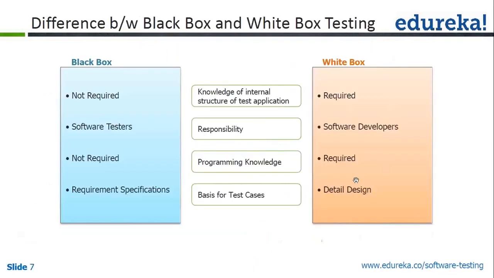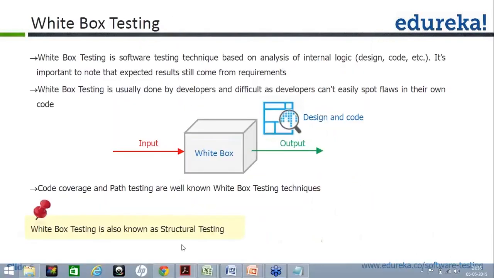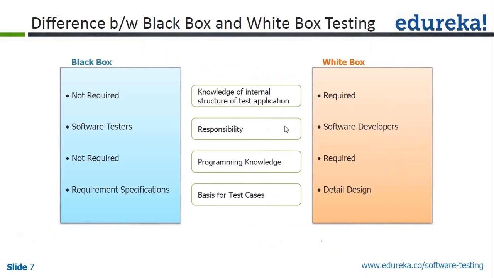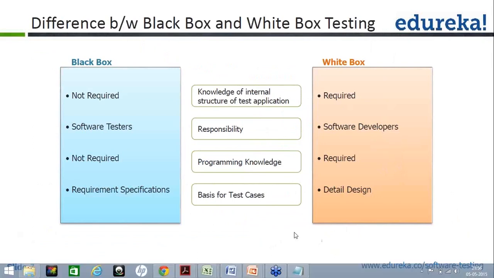Now white box testing is also called structural testing, because the internal code of the logic is tested, so we also call this structural testing. Now I just wanted to give you a brief difference between black box and white box testing. They have put it in a very good table for better understanding. So here is the functionality: is knowledge of the internal structure of the application required? For white box, yes, it is required. How about for black box? It's not so required, because we are not bothered about the coding.